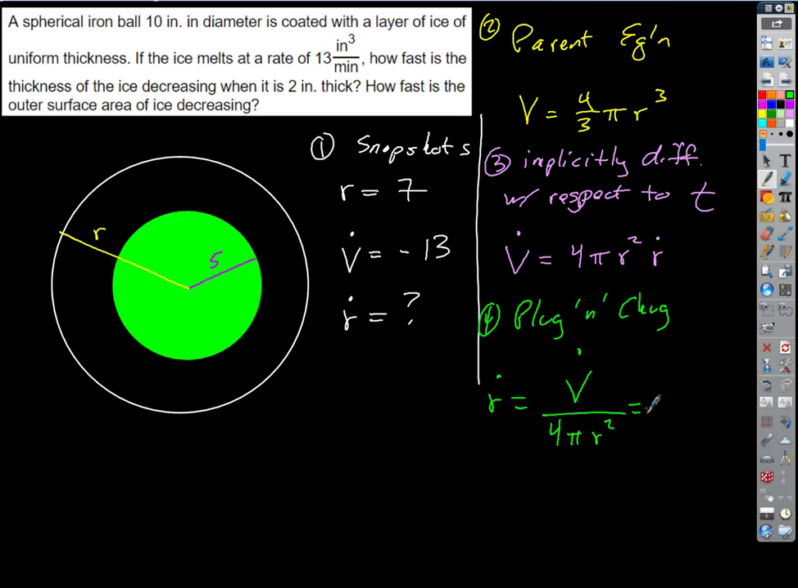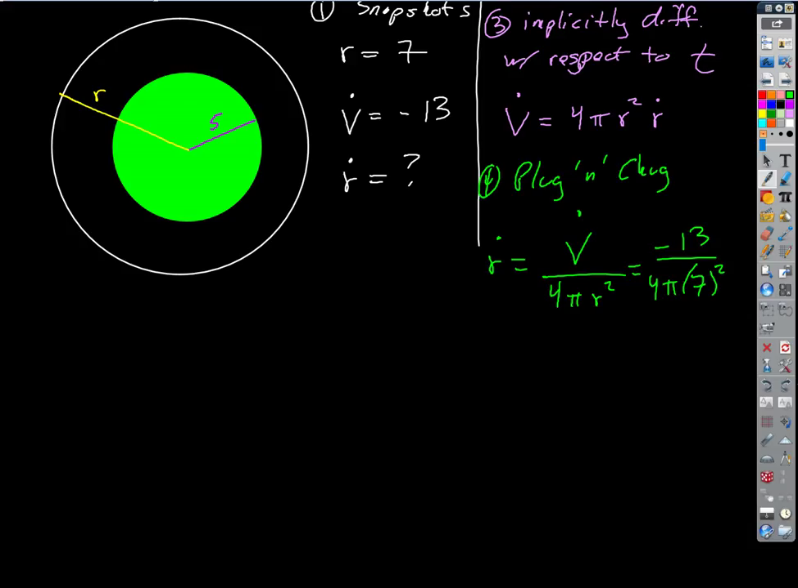So we get over 4 times pi times 7 squared, so whatever that is. Do they want it as a decimal on this one, or do they want the exact answer? Exact answer, okay. So then we'd end up with negative 13 over 196 pi. That's our exact answer. What would the units be?